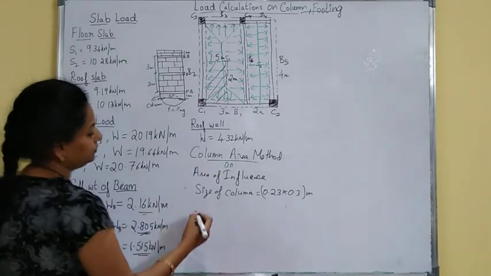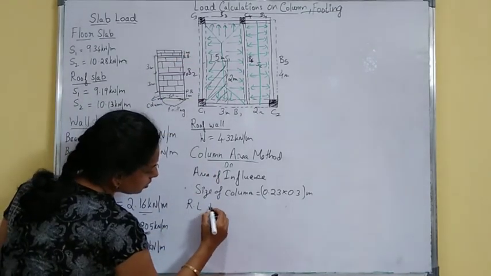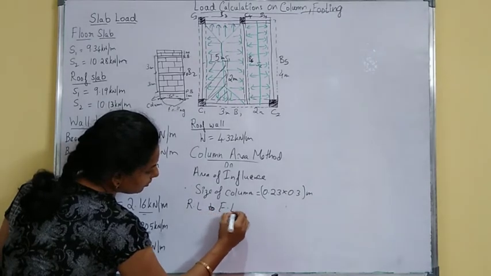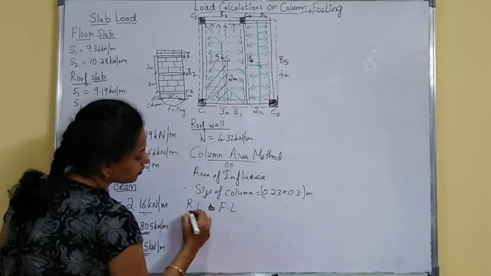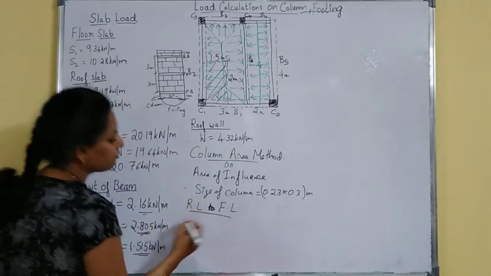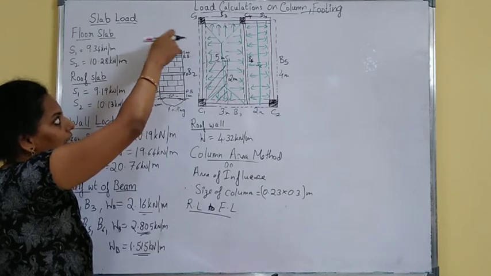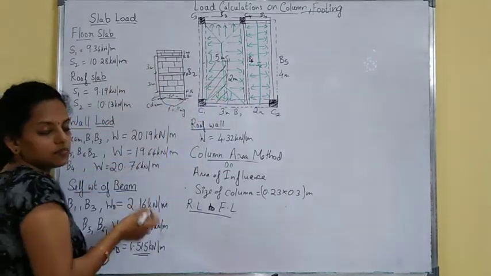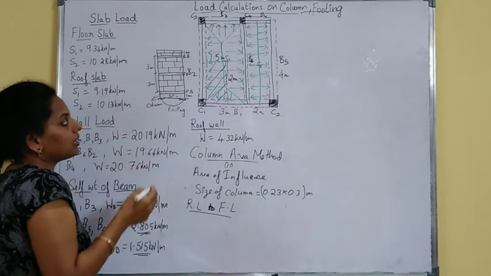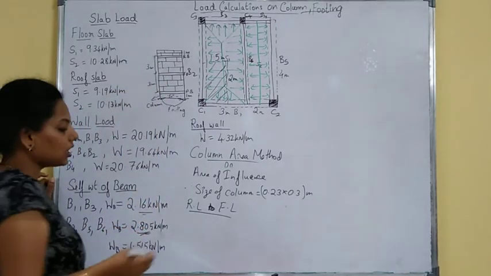First step, we will see from the roof level to the first floor level. For that, what kind of load is acting? The roof slab load will be acting, and loads from the beams: the wall on the beam, the parapet wall, and the self weight of the beam.